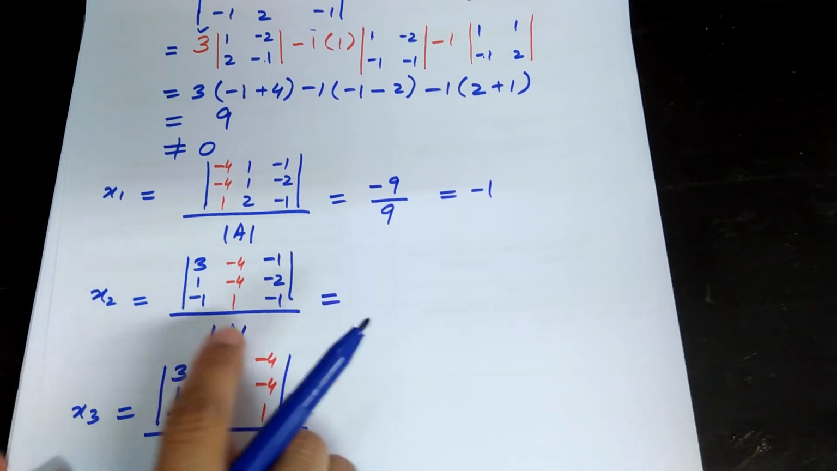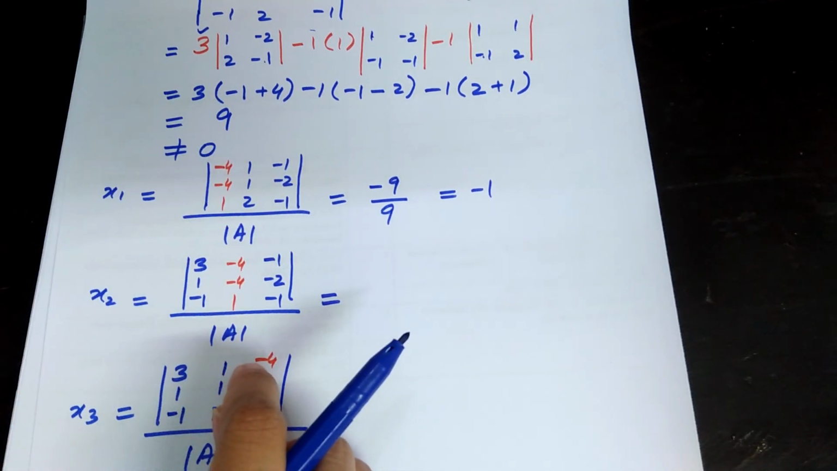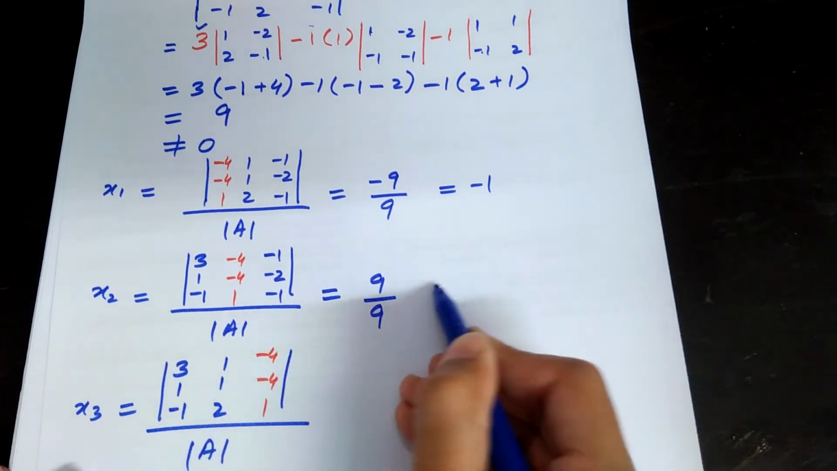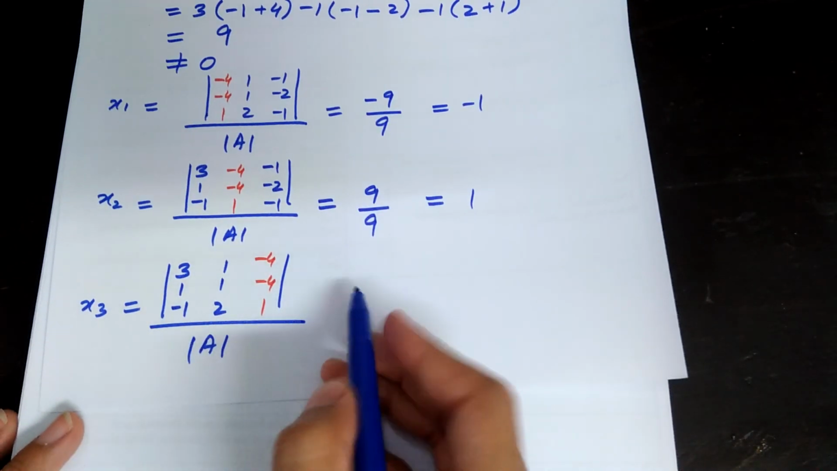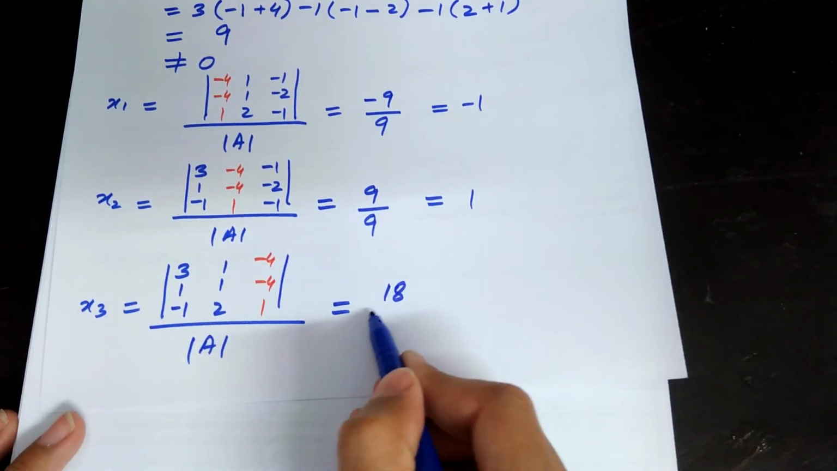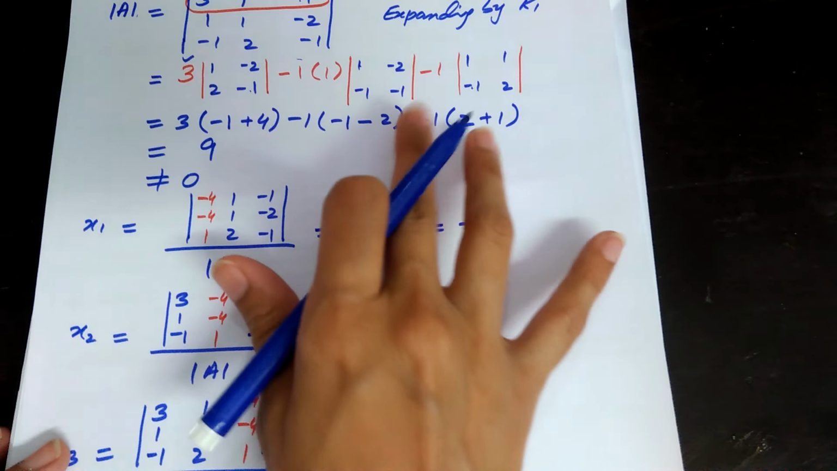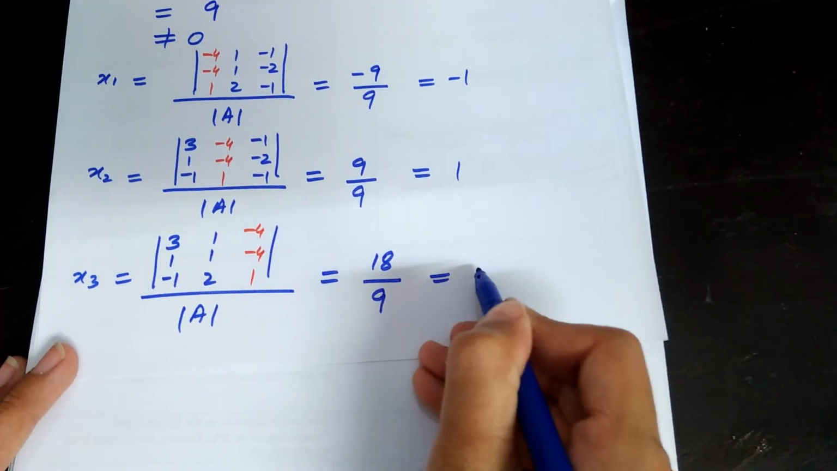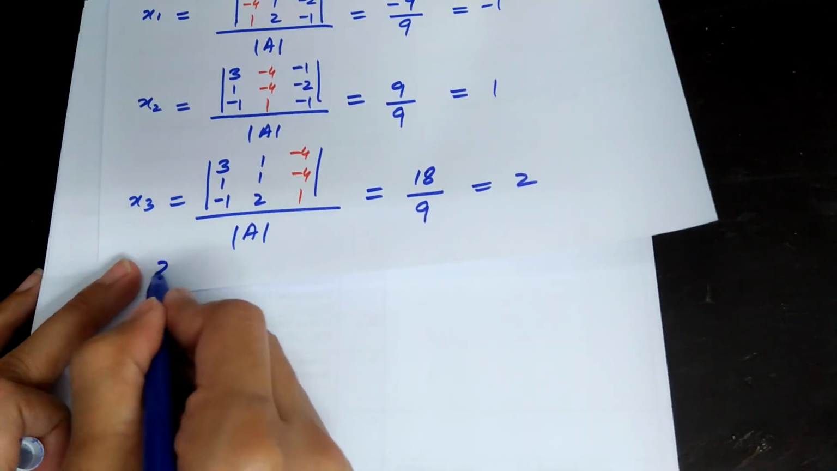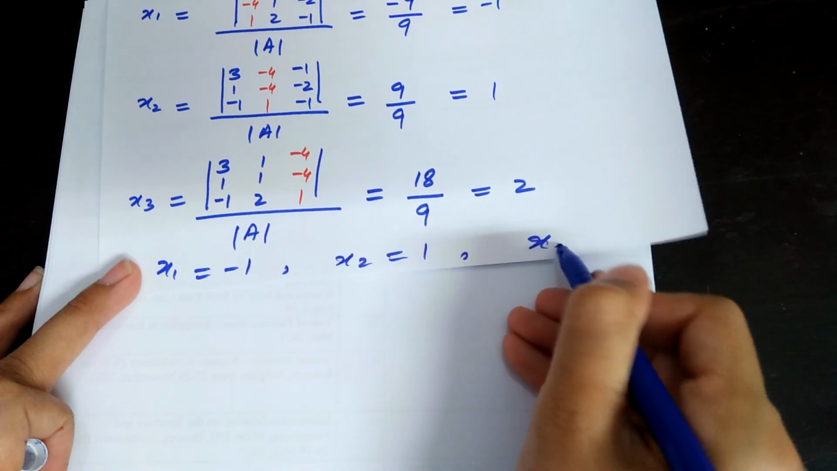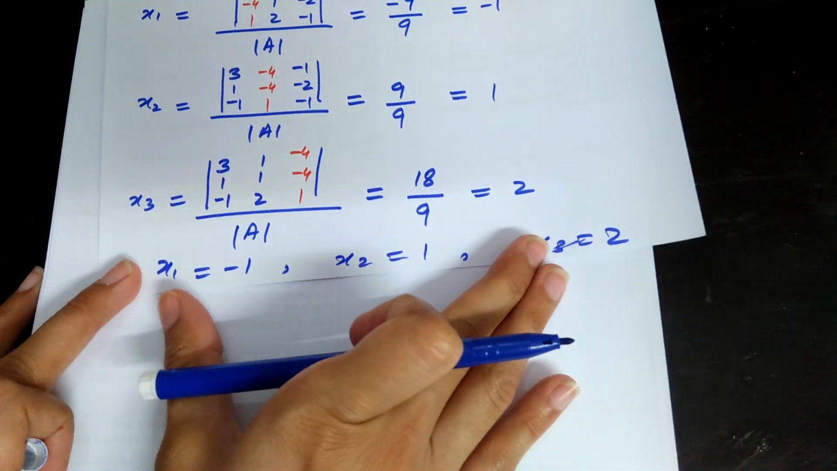Now for x2, the value of the determinant will be 9, and you know that your A determinant is 9. So you will get 1. Now for x3, the numerator determinant will be 18 after evaluating using the same method that I showed you here for the A determinant. Divided by the A determinant, which is 9, you will get 2. So your x1 is equal to -1, x2 is equal to 1 and x3 is equal to 2. So this is your solution.